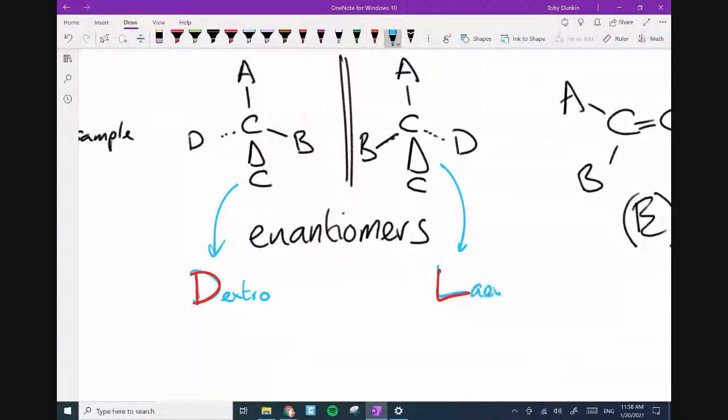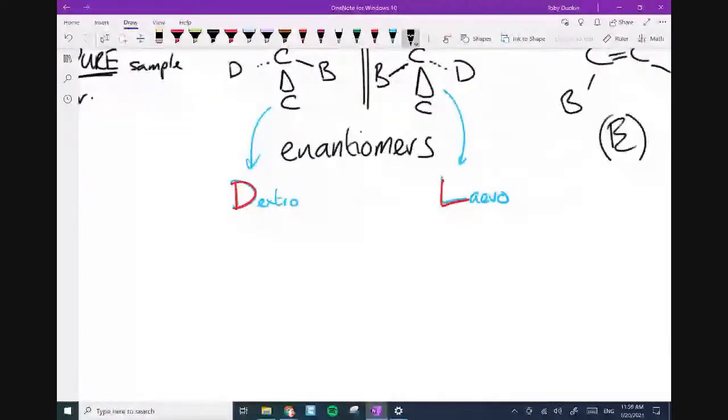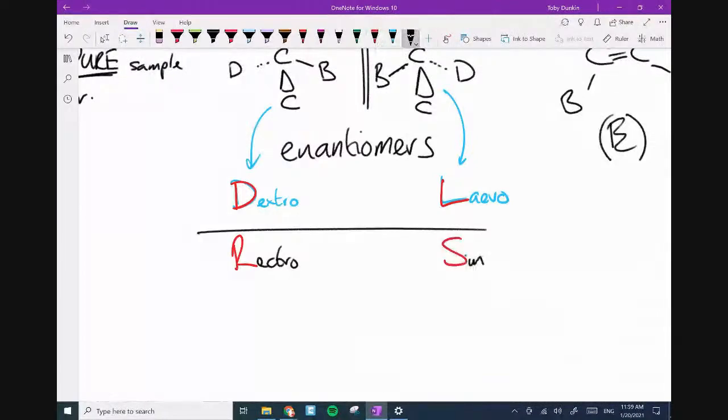Now, there's actually two other letters which sometimes people use. You can also have R, which is rectro, which means right, and S, which is sinister. And that's because the people who are left-handed are sinister. They're evil. Anyone here left-handed? Excellent. That's the right answer. Don't like left-handed people. They're evil.